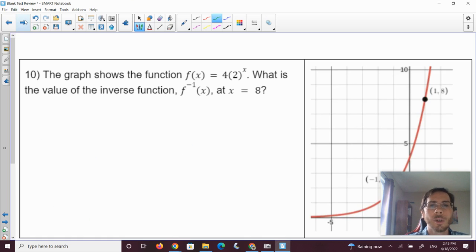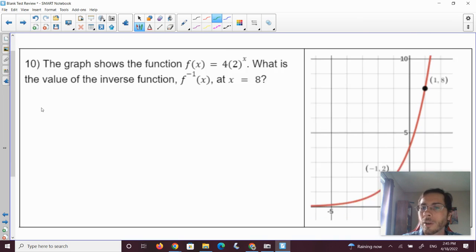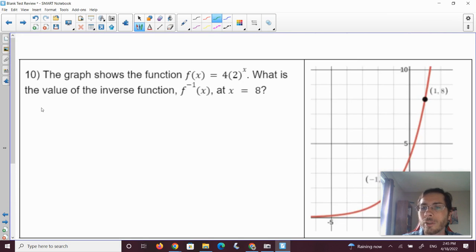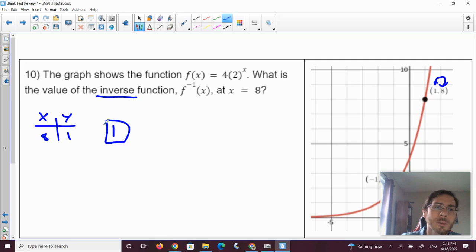For 10, we have to find the inverse function f negative 1 at x equals 8 for our graph here. I'm kind of in the way of the other point, negative 1, 2. But the cool thing is that does not matter whatsoever. The only thing that matters is we're doing an inverse. So guess what? We can just flip these. So for the inverse, if x equals 8, y equals 1. So we're done. That's it.